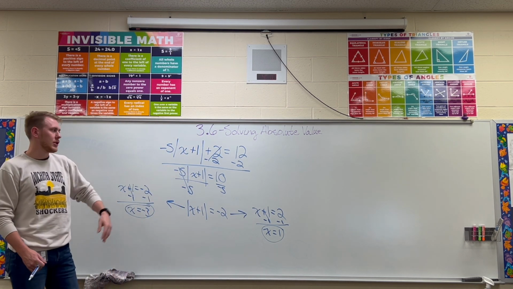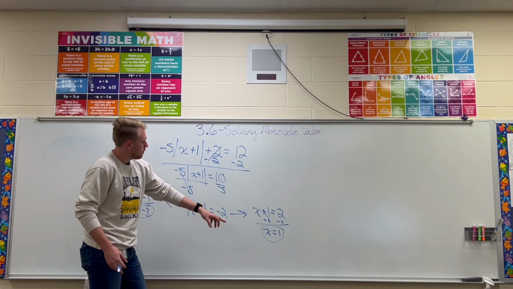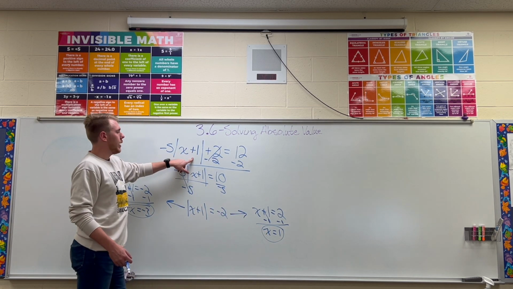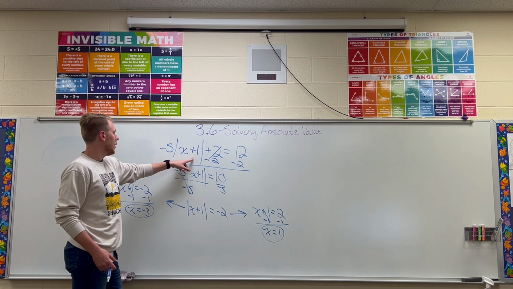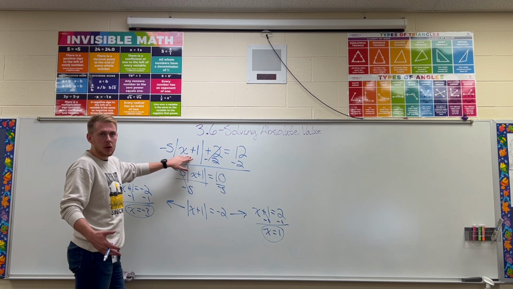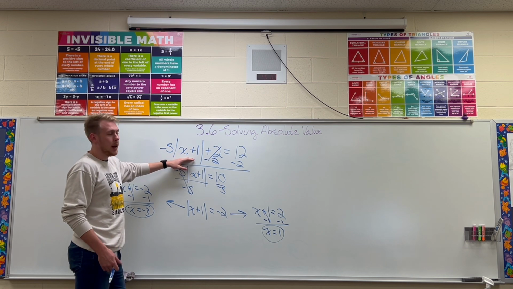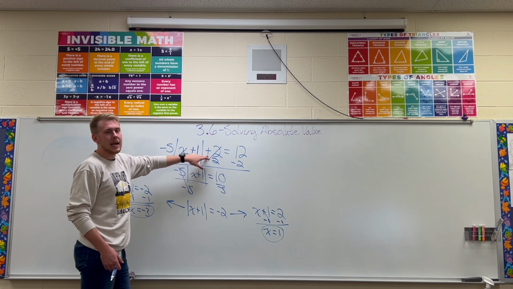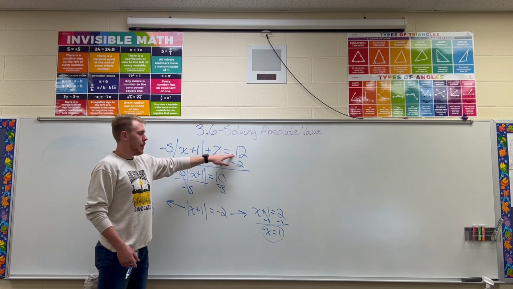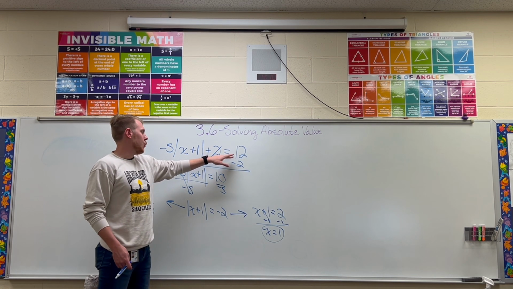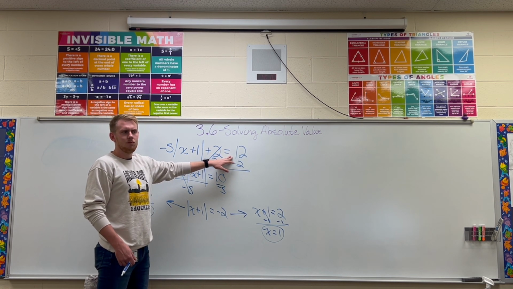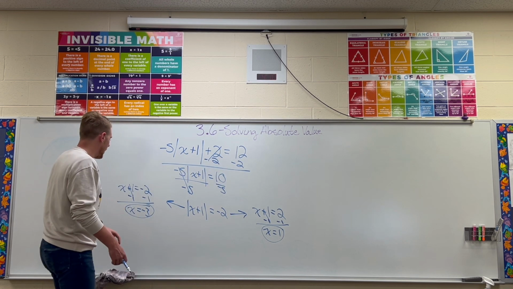But you can always check your answer, so let's check it. 1 plus 1, 2. Absolute value of 2, so how far is 2 from 0? It's 2. So negative 5 times 2 is negative 10. Negative 10 plus 2 is negative 8. Wait a minute. Negative 8 doesn't equal 12. Let's check the other one.